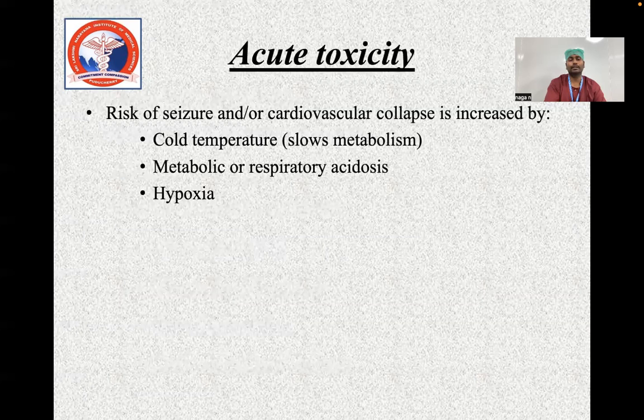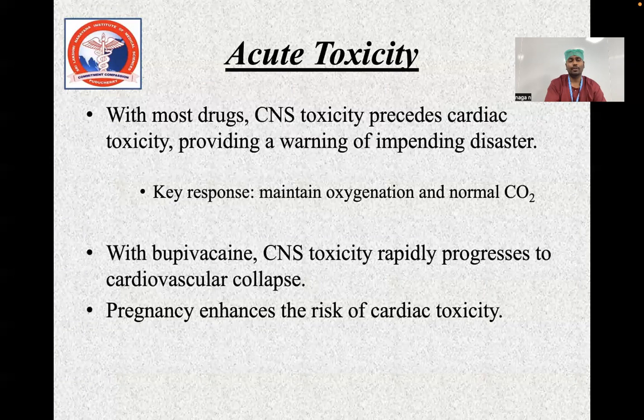Acute toxicity. The risk of seizures and cardiovascular collapse is increased by cold temperature, metabolic or respiratory acidosis, and hypoxia. With most drugs, CNS toxicity precedes the cardiac toxicity, providing a warning of impending disaster. The key response is to maintain oxygenation and normal CO2. With bupivacaine, CNS toxicity rapidly progresses to cardiovascular collapse. Pregnancy enhances the risk of cardiac toxicity.